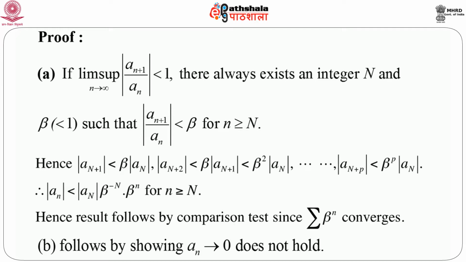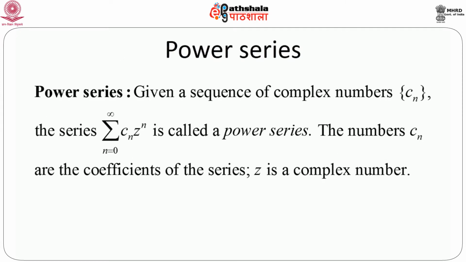So now we know two important tests which will ensure the convergence or divergence of a series. Next, we will define power series. A power series is built from a sequence of complex numbers. Suppose we are given a sequence of complex numbers c_n, then the series summation n equals 0 to infinity c_n z to the power n is called a power series. The numbers c_n are the coefficients of the series and z is a complex number.